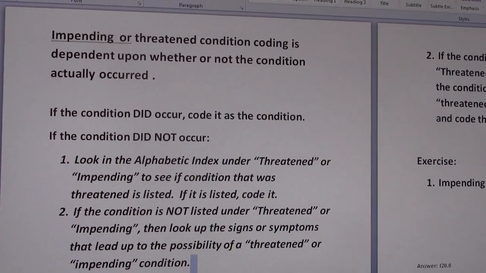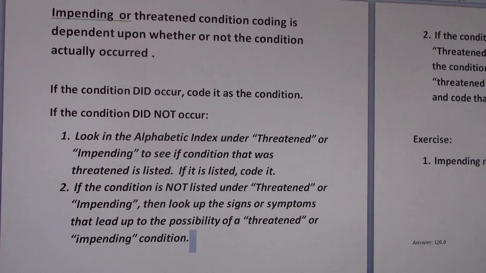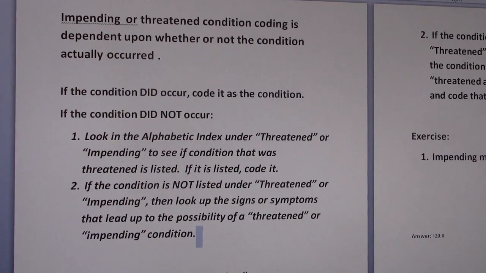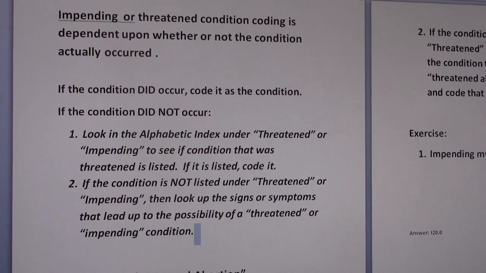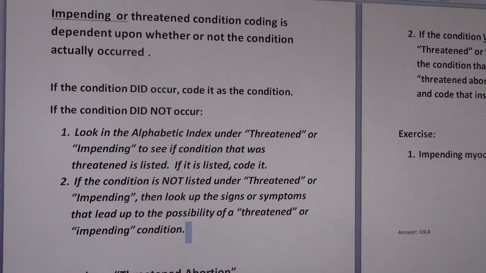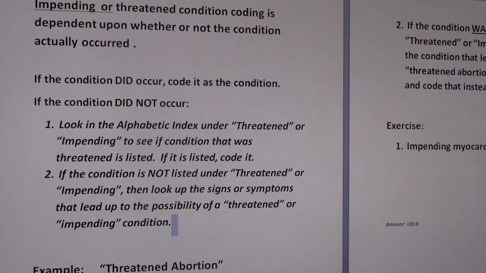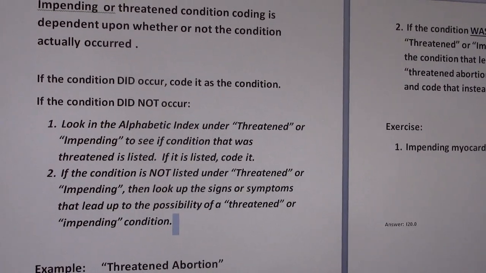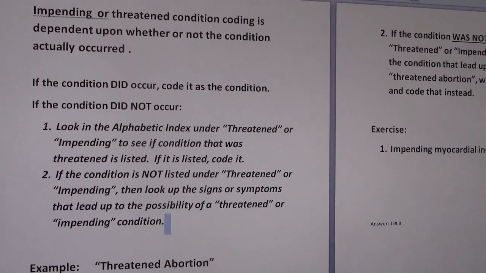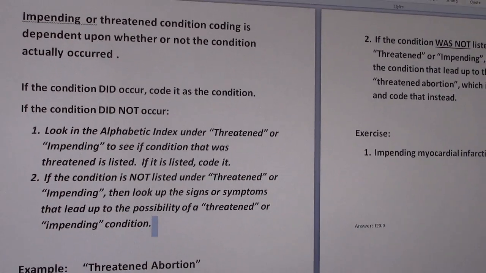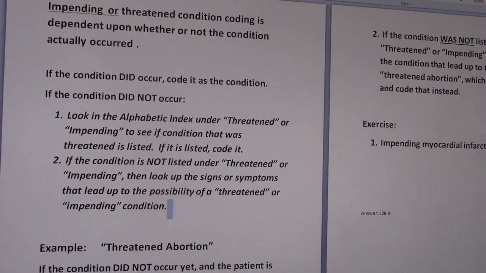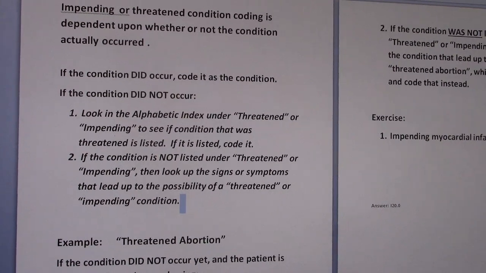And if the condition did not occur, one, look in your alphabetic index under the term threatened or impending to see if the condition that was threatened is listed. If it's listed, code it. But what if the condition is not listed under threatened or impending? Then look up the signs or the symptoms that led up to the possibility of a threatened or impending condition.